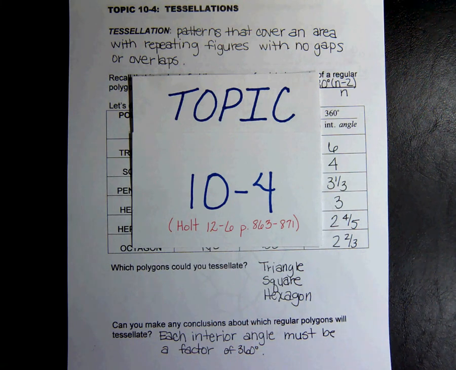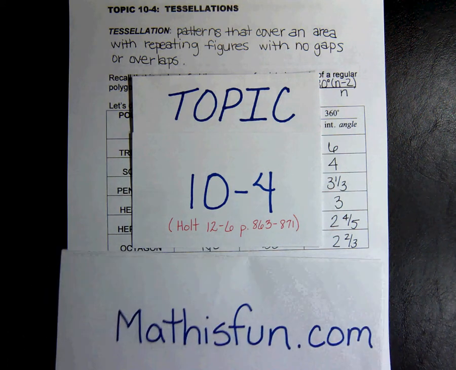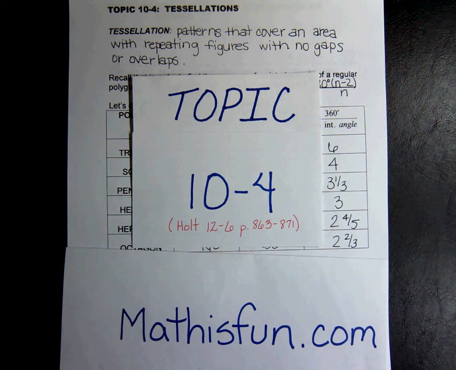Topic 10-4, the last topic in geometry, first part of semester. This topic is on tessellations, and can be referenced in our Holt textbook, 12-6, the 6th section, on pages 863 through 871. But I also want to reference mathisfun.com again.